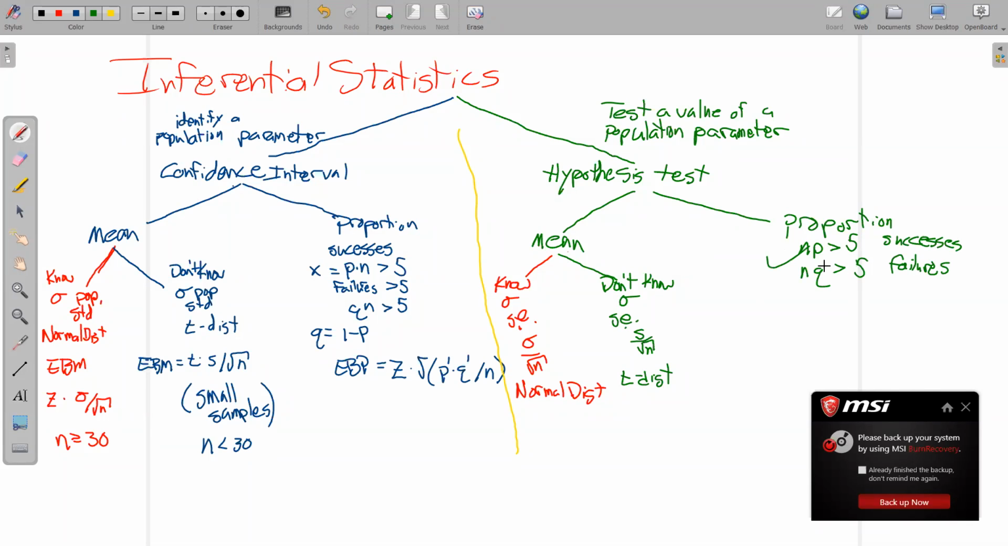So if that's true, if I can check off those boxes, then I can proceed. And then here, I need to know the standard error. In this case, the standard error is going to be P times Q divided by N, and all of that is in the square root. And notice that's almost the same thing as over here.